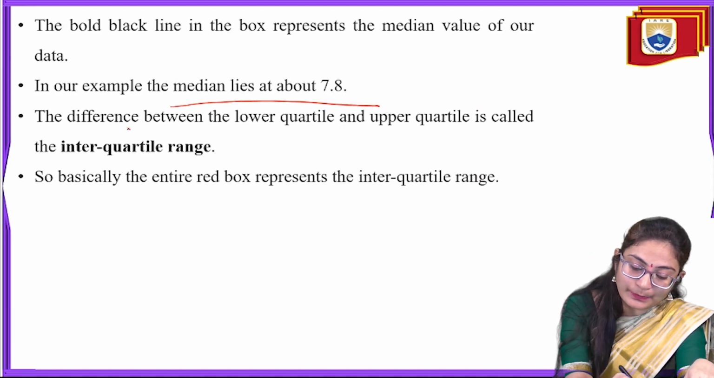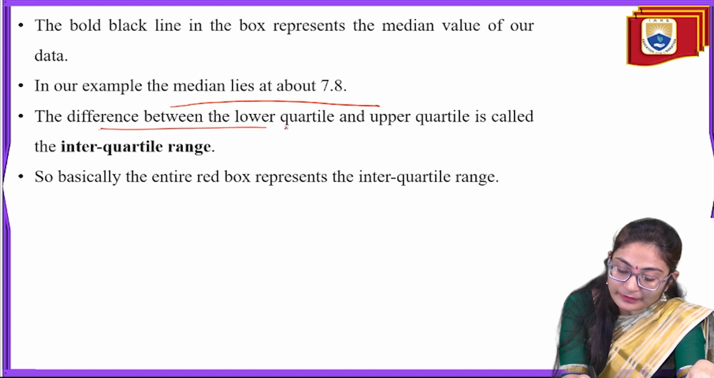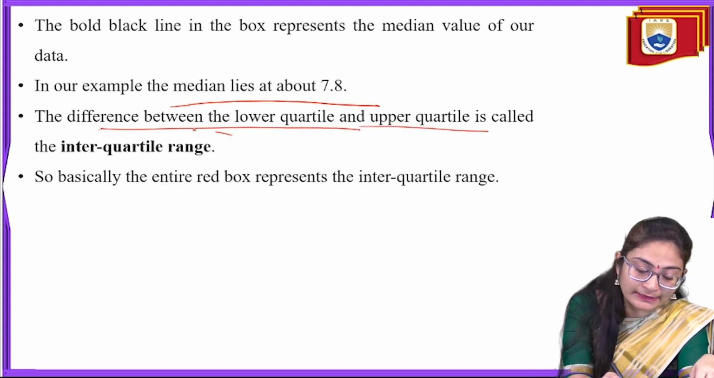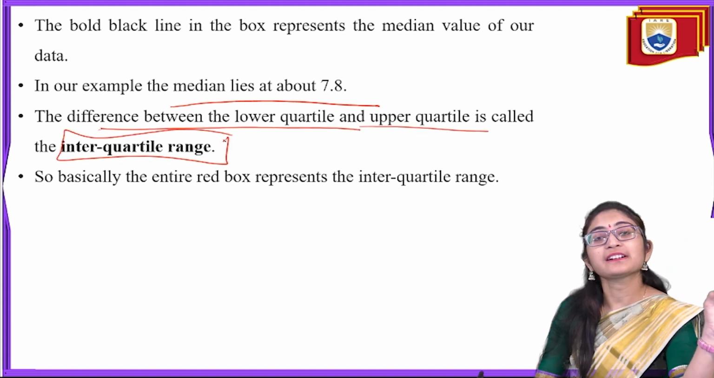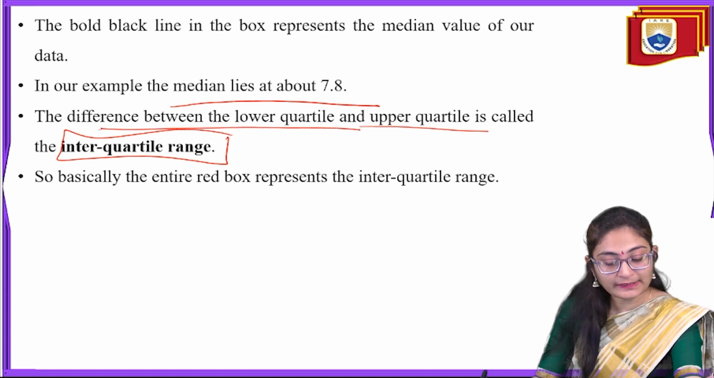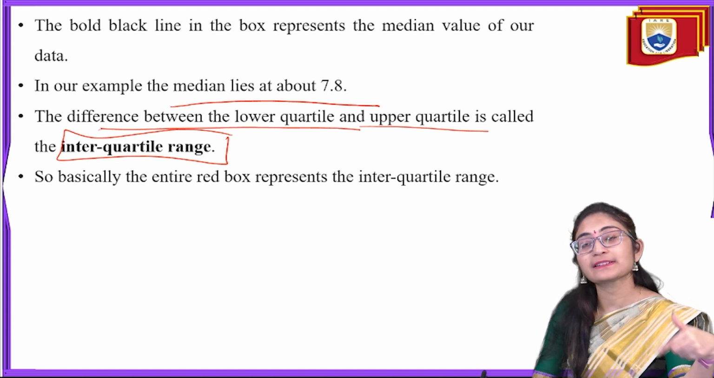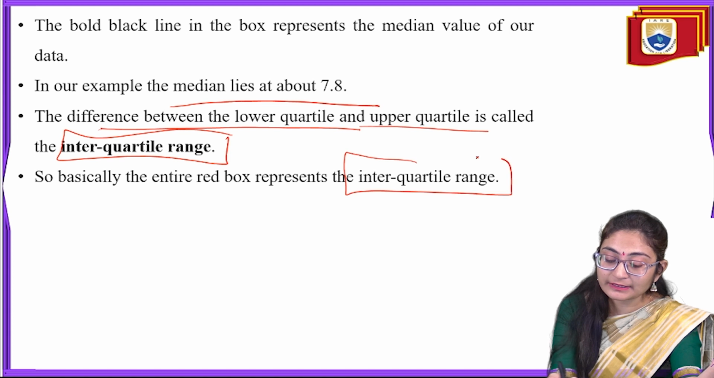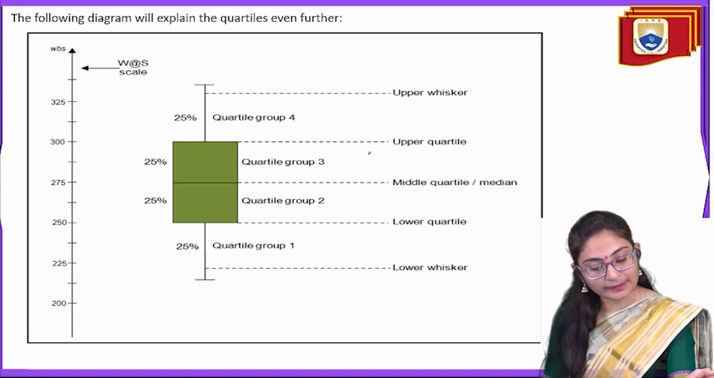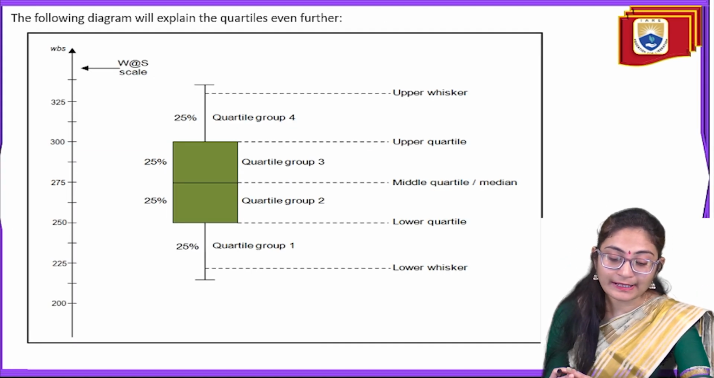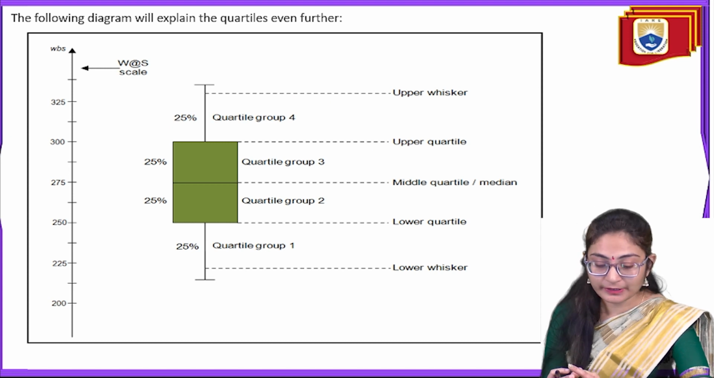In our example, the difference between the lower quartile and the upper quartile is called the interquartile range. So basically the entire red box represents the interquartile range of your data set. Now the following diagram will explain the quartiles further.